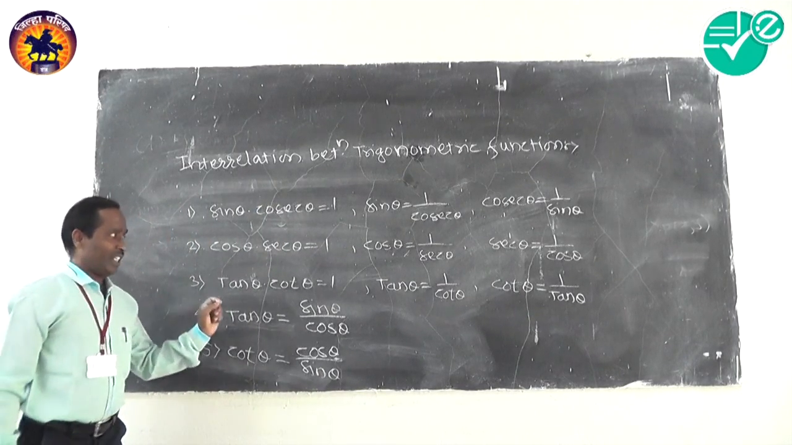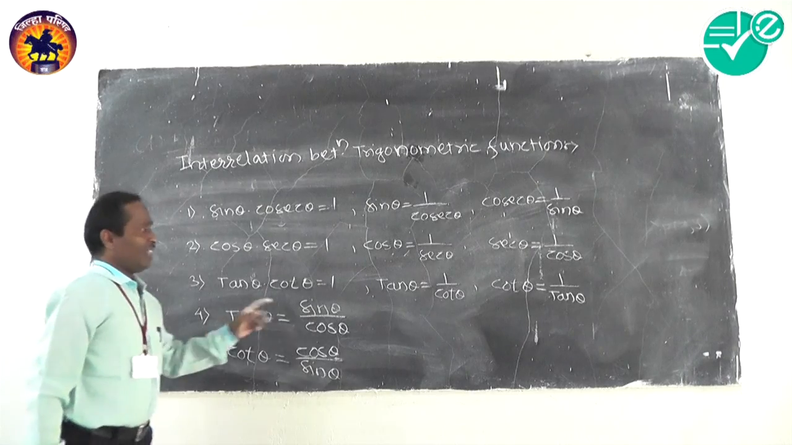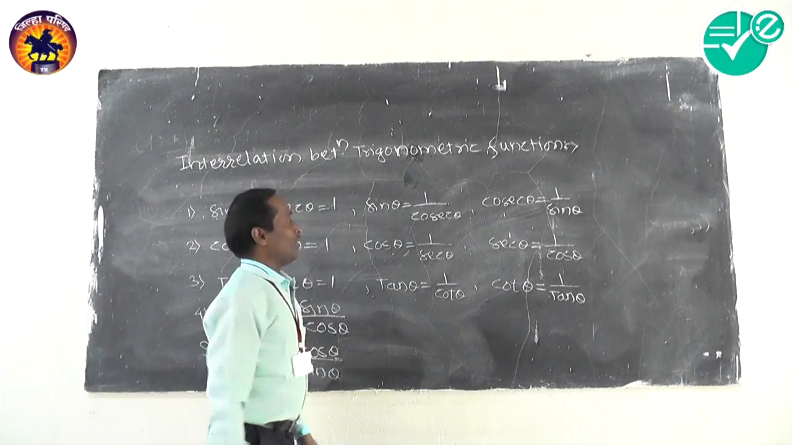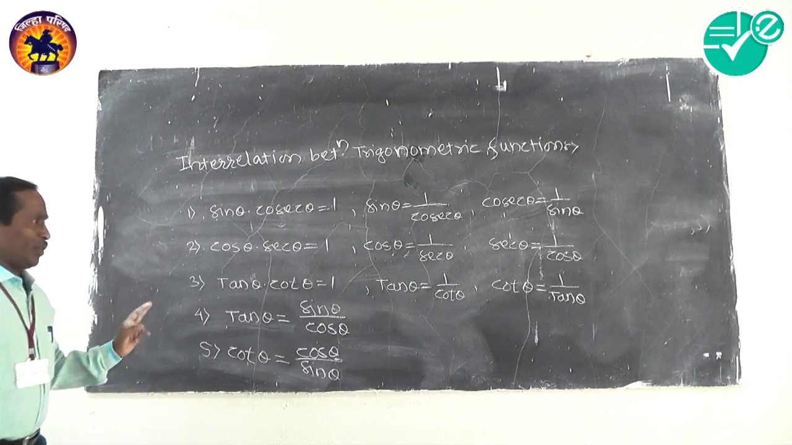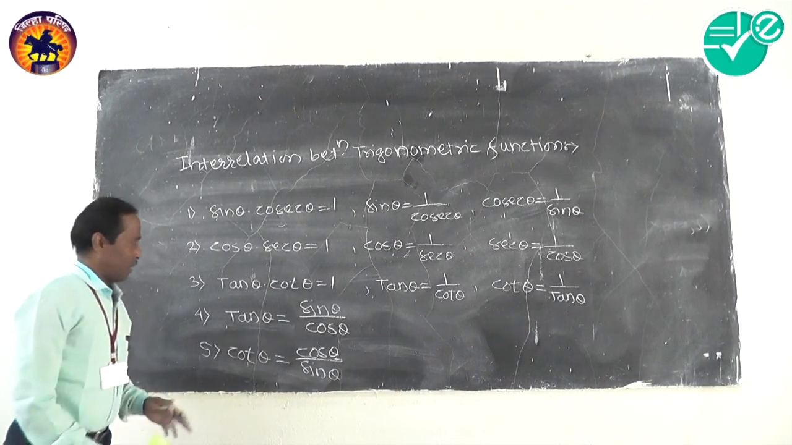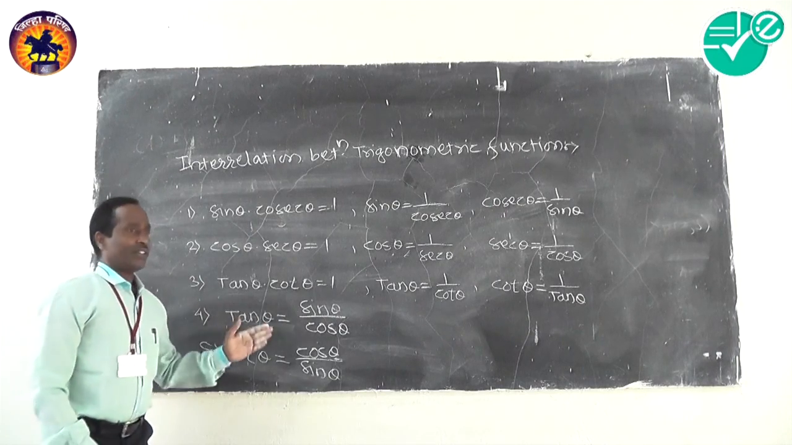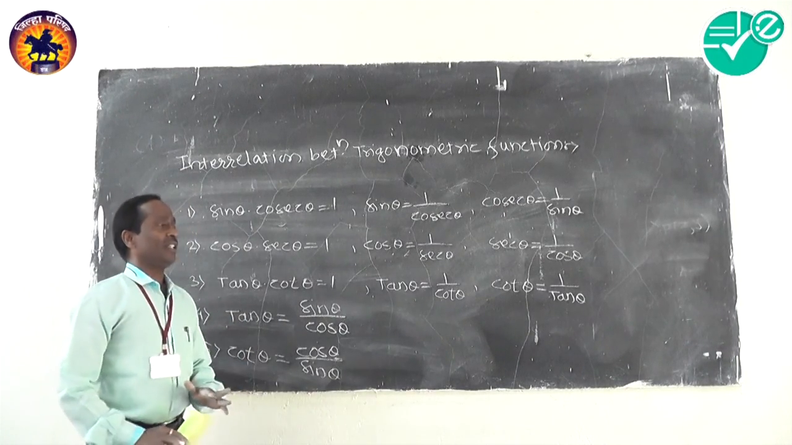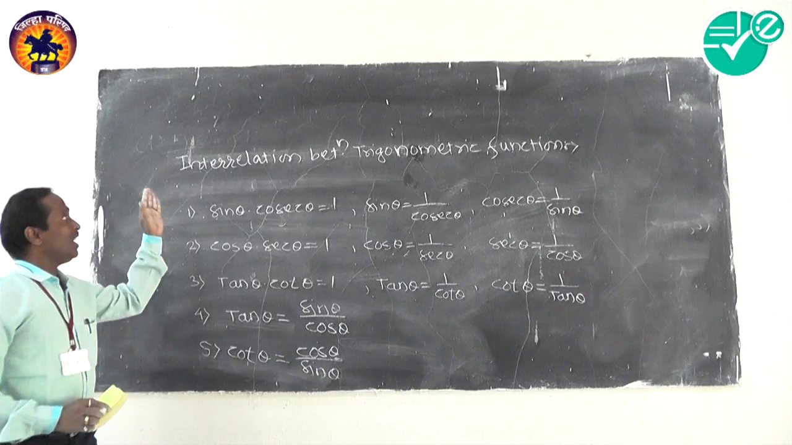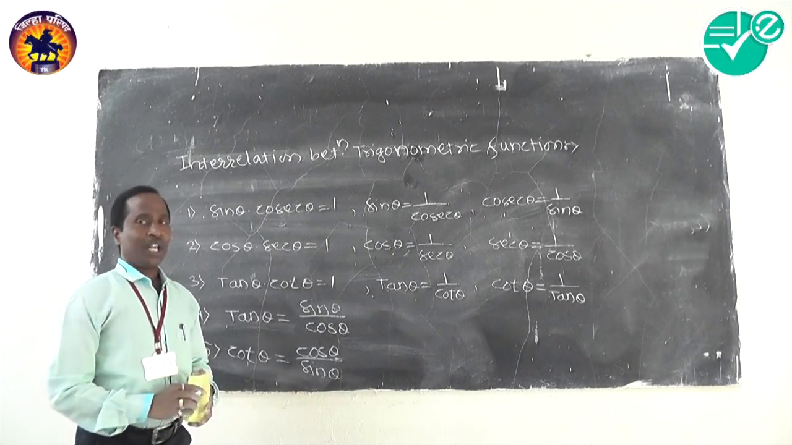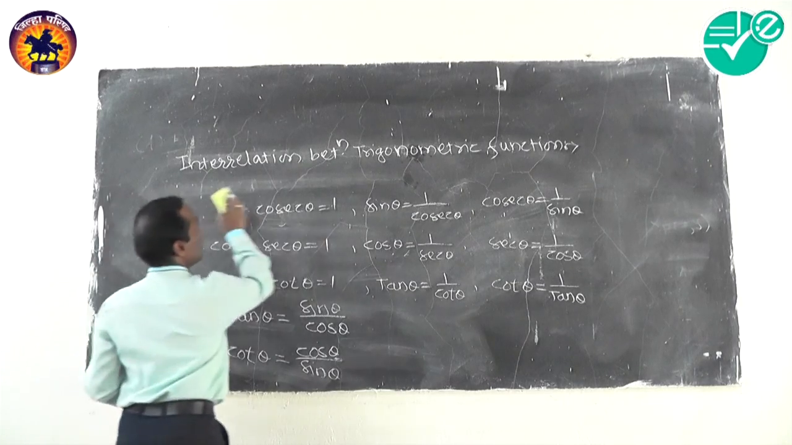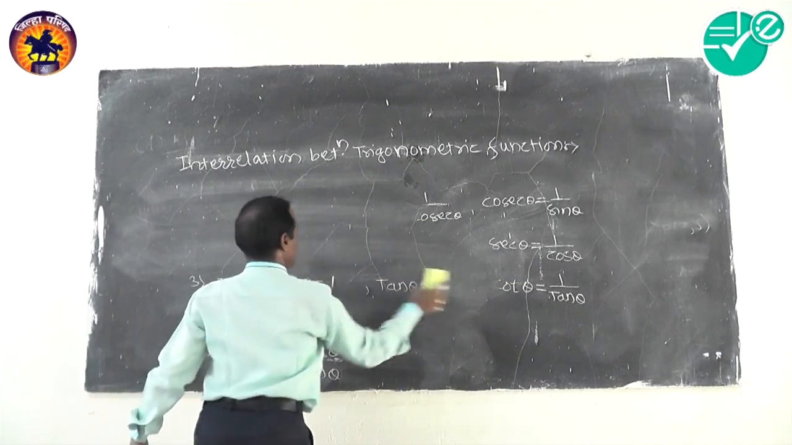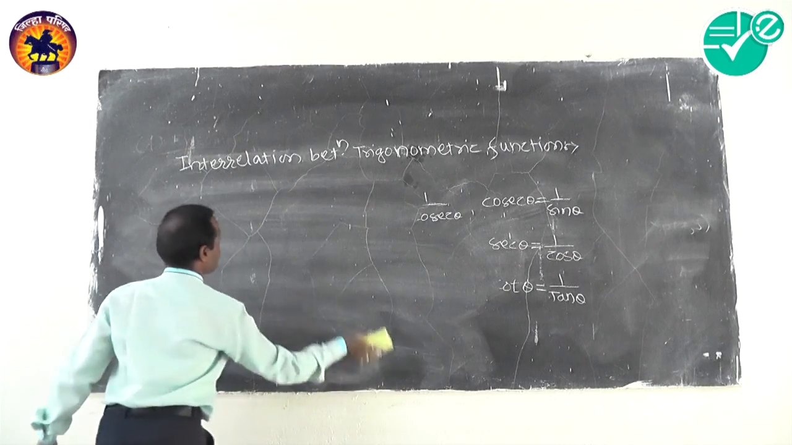Tan theta into cot theta is equal to 1. Tan theta is equal to 1 by cot theta. Cot theta is equal to 1 by tan theta. Tan theta is equal to sin theta upon cos theta. Cot theta is equal to cos theta upon sin theta. These are the interrelations between trigonometric functions. Now we are going to study the sign of trigonometric functions.